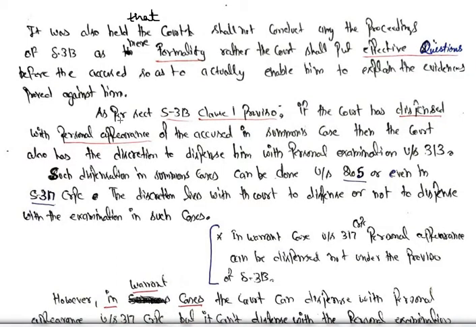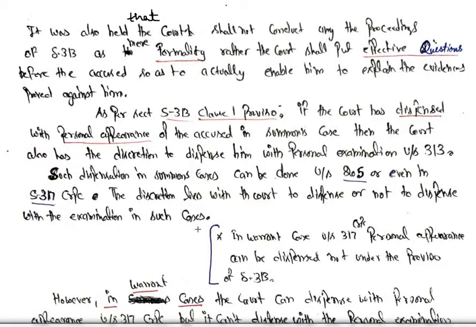Next paragraph. As per section 313 clause 1 proviso, if the court has dispensed with personal appearance of the accused in someone's case, then the court also has the discretion to dispense him with personal examination under section 313. Such dispensation in someone's case can be done under section 205 or even in 317 CRPC. The discretion lies with the court to dispense or not to dispense with the examination in such cases.